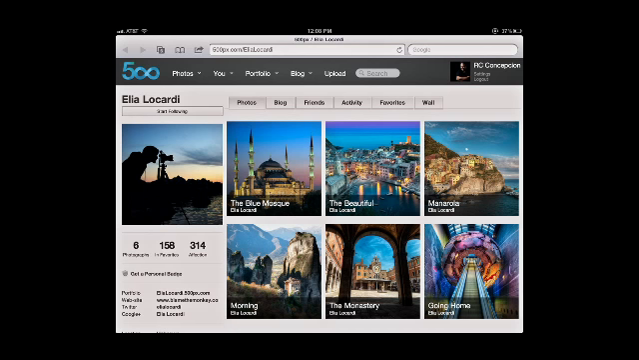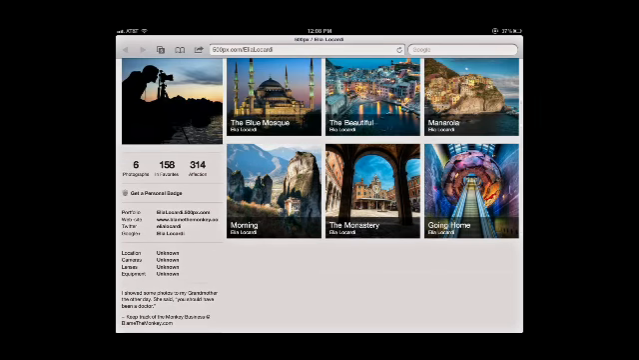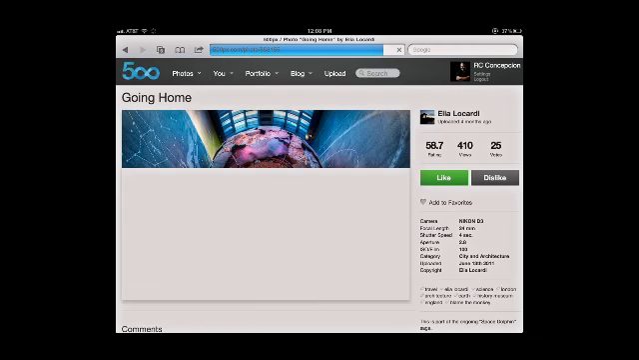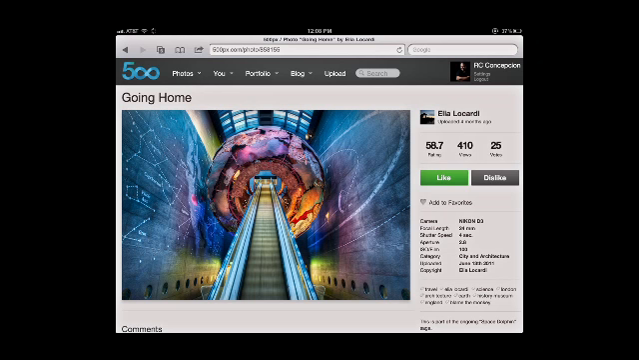So I'm at 500px.com, and he's just got some beautiful, beautiful work. He was a visual effects artist who turned photographer and started exploring more of his passion for photography, and has some phenomenal things. This is one of my favorite images. It's got wonderful colors. It's just interesting. So make sure you take a look at this guy.